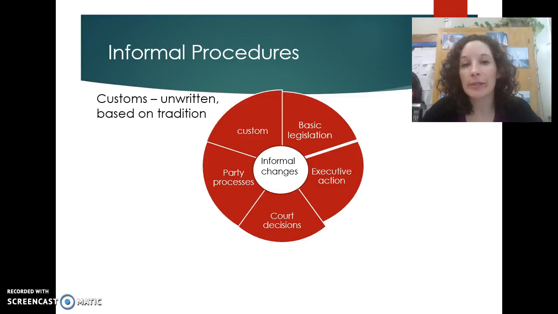One more custom, senatorial courtesy. The president gets to appoint federal judges throughout the country. There's actually a lot of federal judges that he has to appoint, and he's a busy guy. So senatorial courtesy refers to the tradition of him calling up the senior senator of the state, if they're in the same party, and saying, who do you want me to nominate?